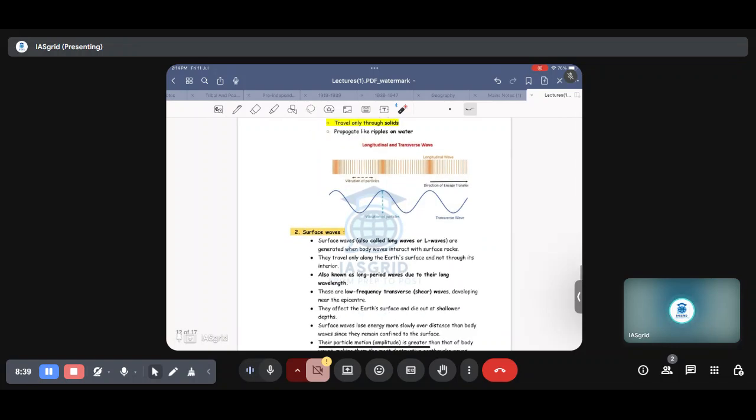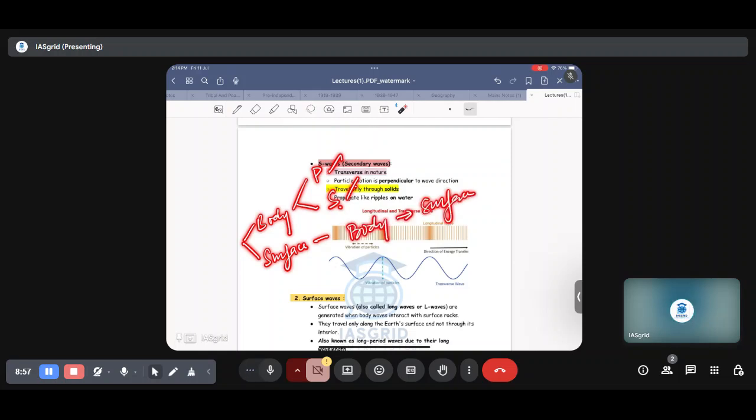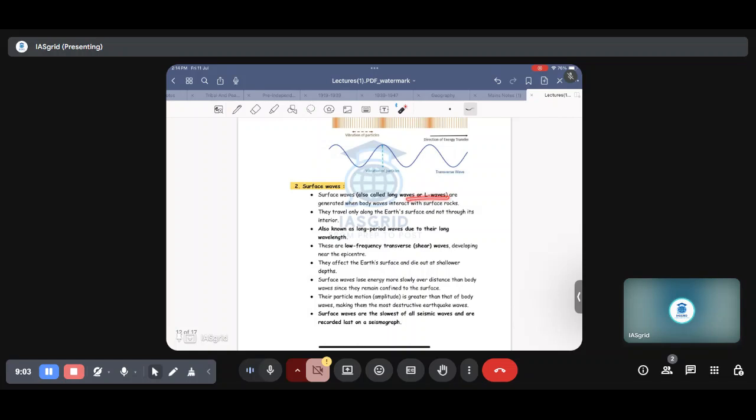Right, now moving on to the other form of wave. We had studied body waves, and this is surface. Let me write down body. This is P and this is S. P and S we have done. This is inside the interior of the Earth. Surface waves form once the body wave reaches the surface. Right. These are very destructive in nature, and these are also known as long waves or L waves. They form when the body waves interact with the surface rocks, meaning when they reach the surface. And these long period waves are due to their long wavelength. It has a longer wavelength, right?